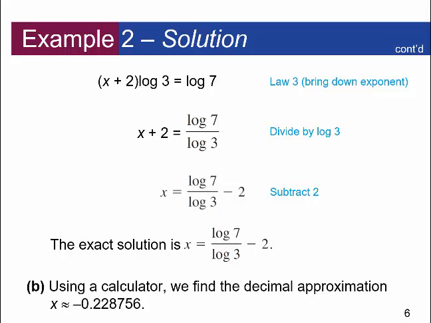You can use your calculator to find this now, and you'll see that the decimal approximation is x is roughly equal to 0.228756.